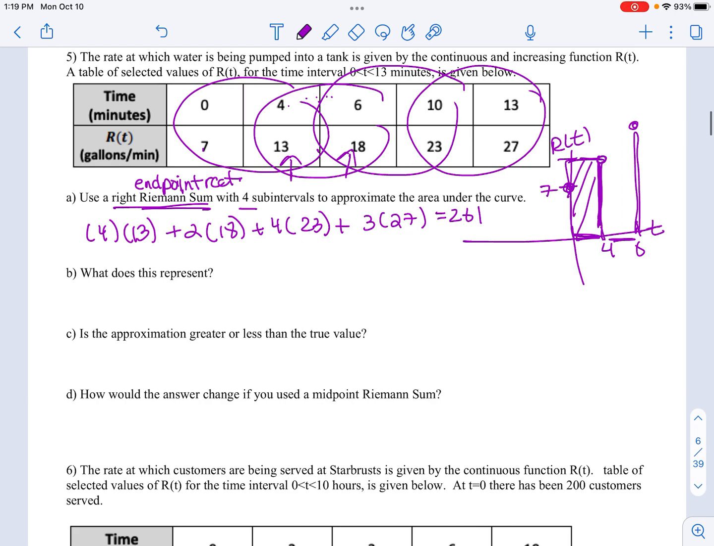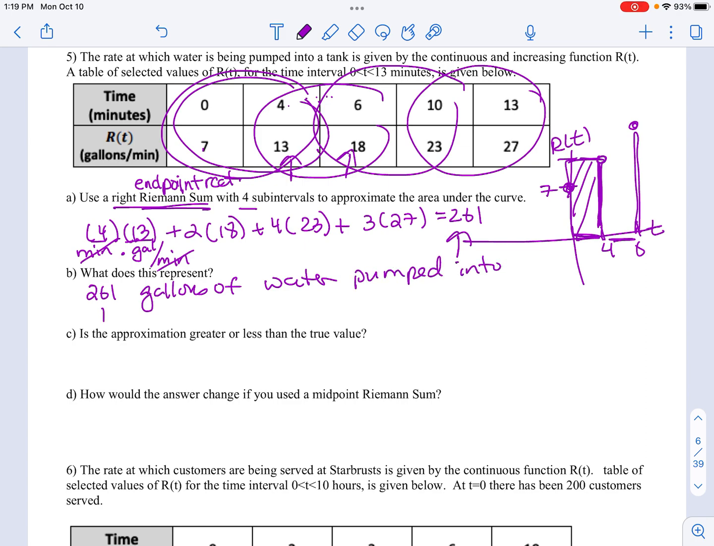So let's try to figure out what this number represents. So let's think about units first. So this 4 was the time difference, so the units on this would be minutes. The 13 is your rate, so it would be gallons per minute. And all we're doing is adding a bunch of these. Notice the minutes cancel out. So really, the units on the 261 is gallons. So this is saying that 261 gallons of water are pumped into the tank from time 0 to 13 minutes.